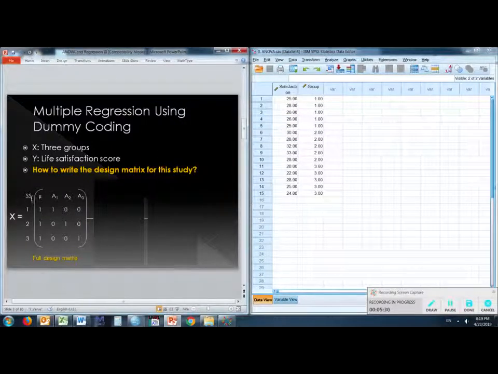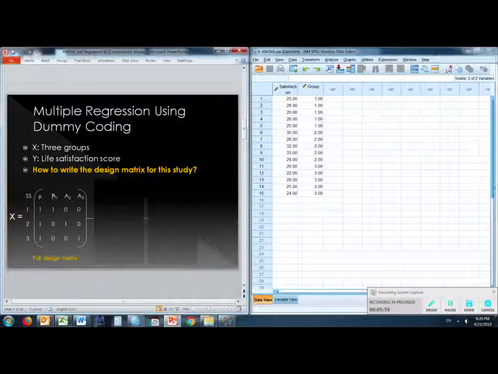Therefore, the very left column indicates subjects. Here we don't list all 15 subjects because that would be too big. We only list 1, 2, 3. So the first one represents the first 5 people, the second one represents the second 5 people, and the third one represents the third 5 people. Then in this design matrix, the first column represents the grand mean.